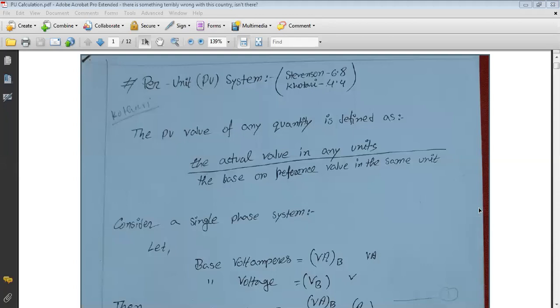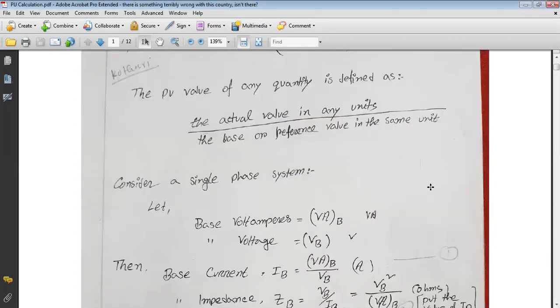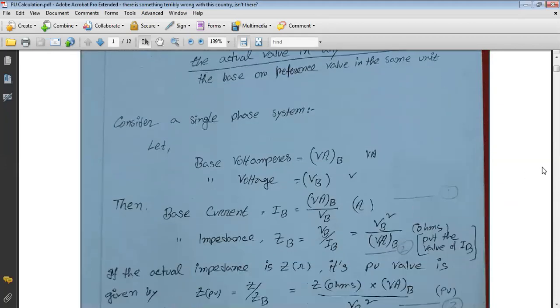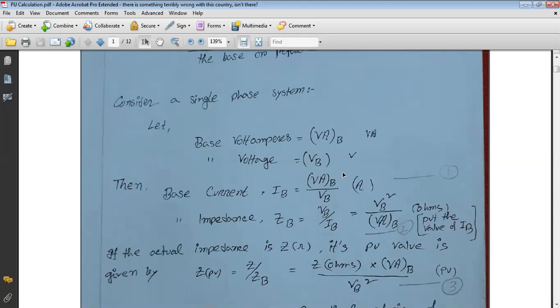So now the definition of per unit is the actual value in any unit divided by the base value or reference value in the same unit. For a single phase power system, the base volt ampere, it means the base power, should be in volt ampere, this is the unit, and the suffix b denotes the base value. Base voltage is equal to Vb, the base value of voltage.